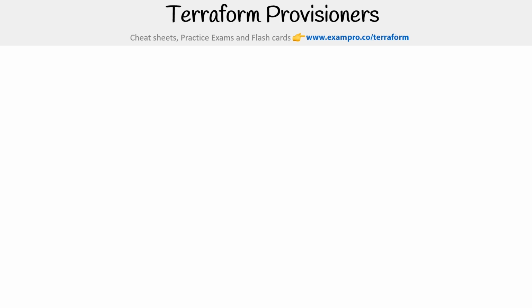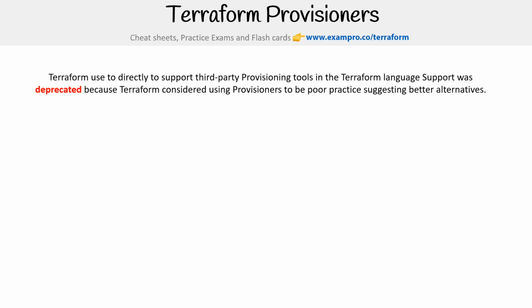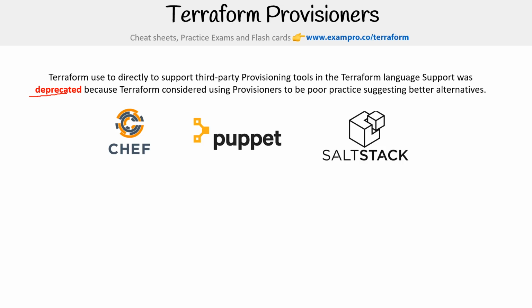Now, you might be asking, well, where's all these other provisioners? Because there's a lot of other tools out there. So Terraform used to directly support third-party provisioning tools in the Terraform language, but they were deprecated because it was considered to be poor practice, suggesting better alternatives, as we were just talking about. So you might be asking, where is Chef? Where is Puppet? Where is Salt?